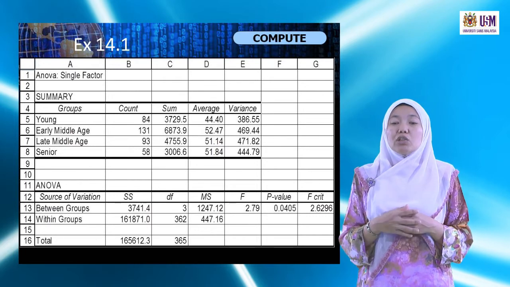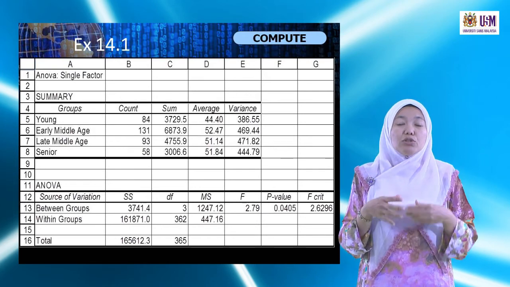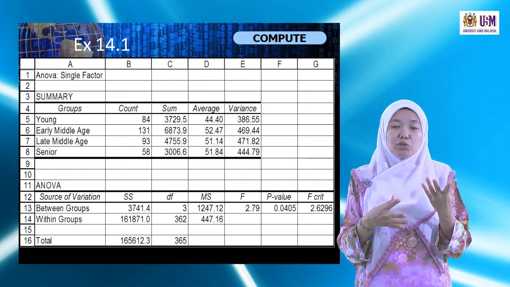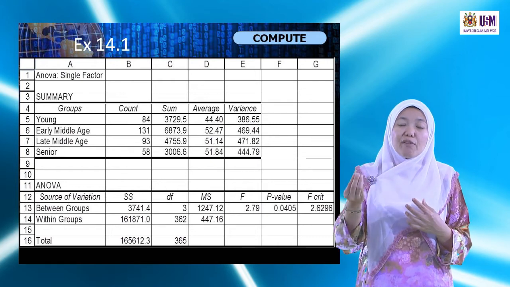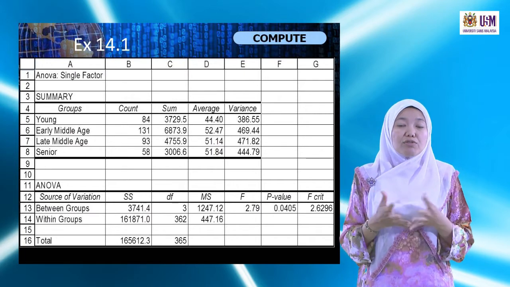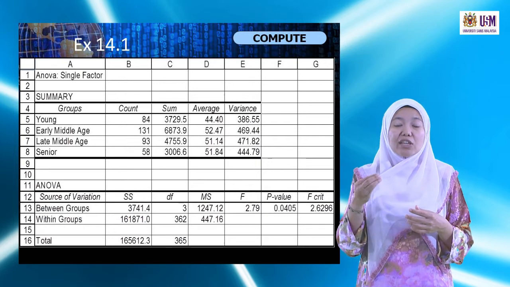And the computer also comes out with the result in terms of the p-value. So you do not need to look at your F table or your F distribution table. You simply look at the p-value. In this case, because your p-value is small, less than 0.05, you can say that you reject your H naught.